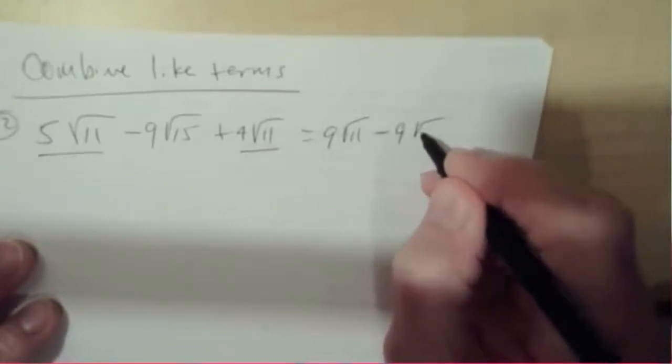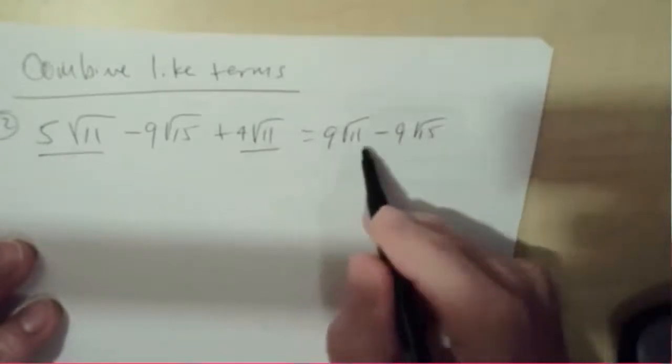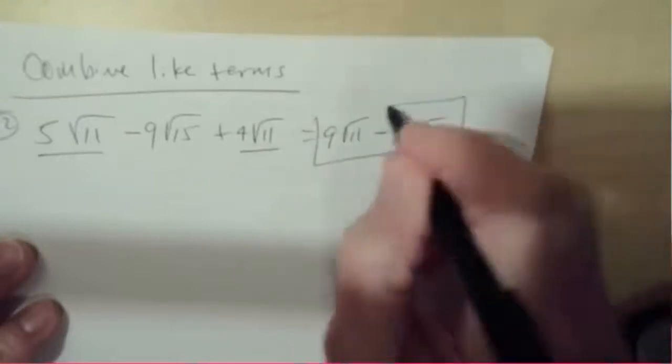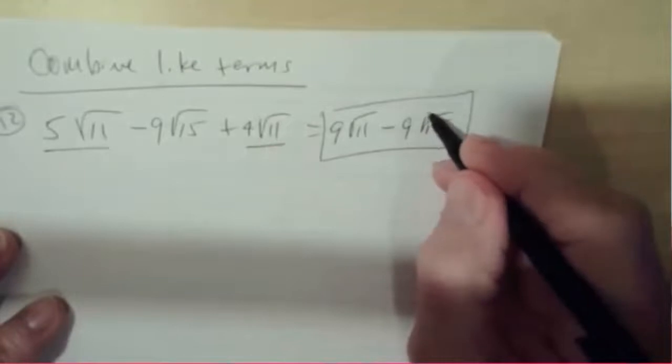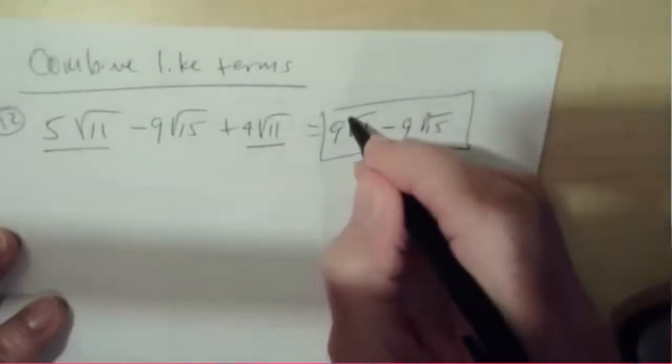Can we combine these two things? No, not like terms. Remember, the index has to be the same. There's a 2 in there, we just don't write it. So that's all we can do there.